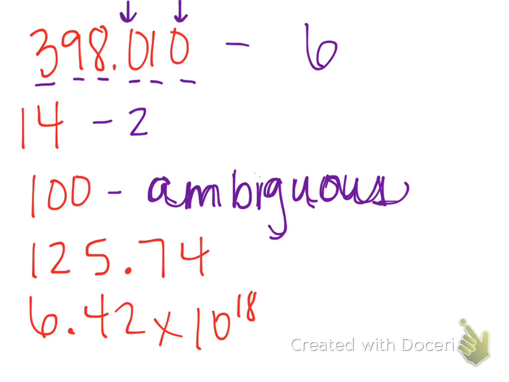Okay, next one. 125.74. How many? 5. Good. No zeros in there, so it should be easy. Okay, and the last one, 6.42 times 10 to the 18th? 3. Good. How many of you went 5 for 5? Anybody go 5 for 5? Good. All right, very good.